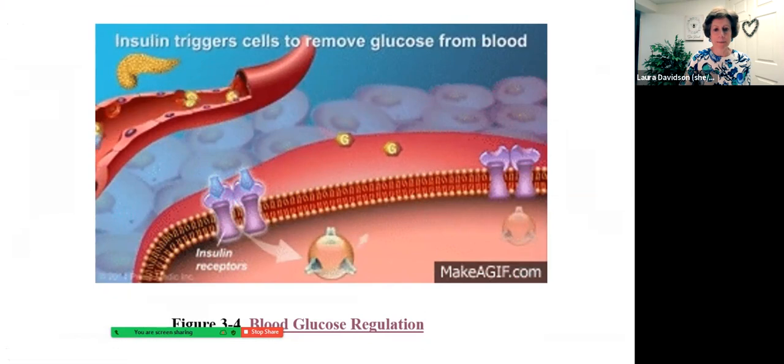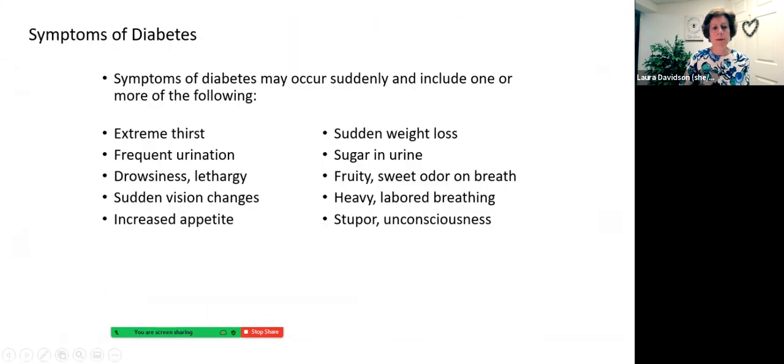All right, so let's take a look at this. It is important to understand the symptoms of diabetes, and this is the onset of diabetes. You can see here being thirsty, drowsy, having to urinate frequently, blurry vision, increased appetite, these and more.